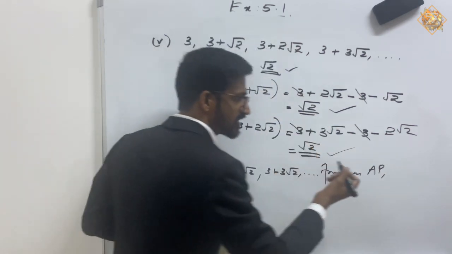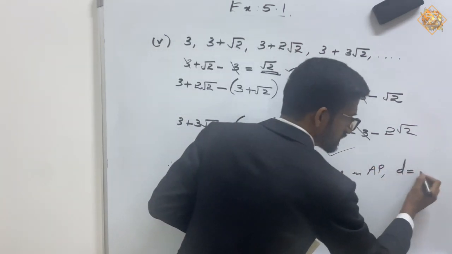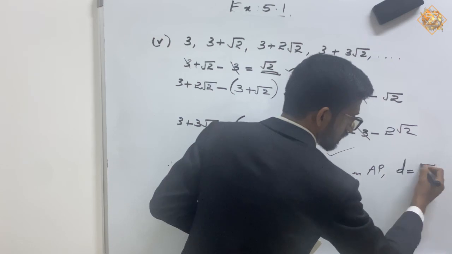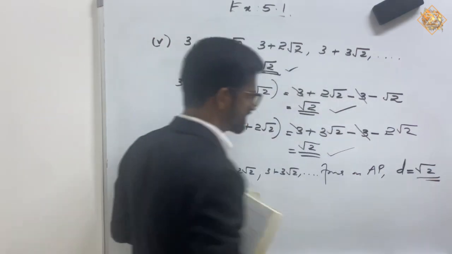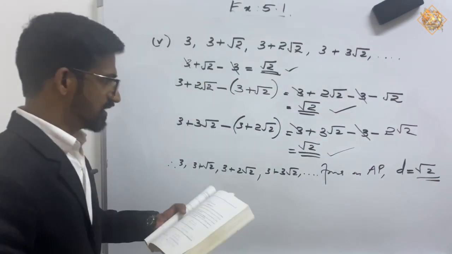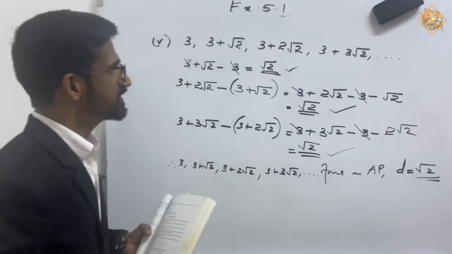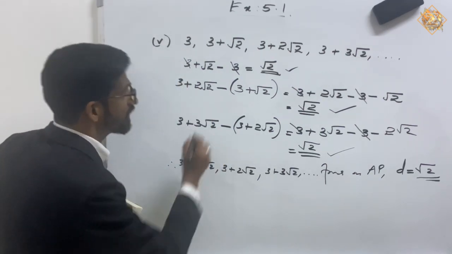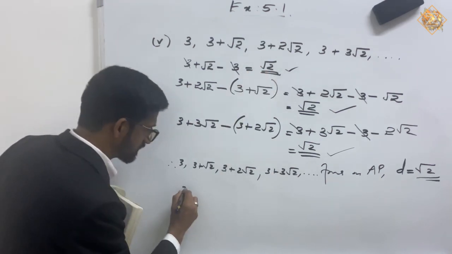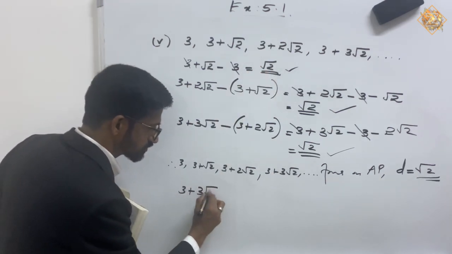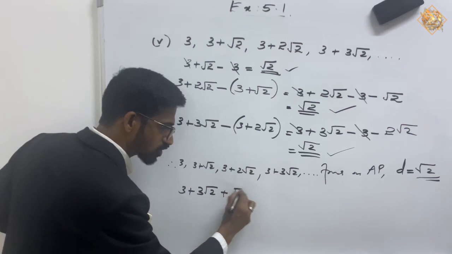What's the common difference here? It is the difference between each term. It is root 2, isn't it? Okay, now here we have to find the next 3 more terms. Can you try that yourself, students? For that, what do we have to do? Along with the fourth term, 3 plus 3 root 2, add the common difference.